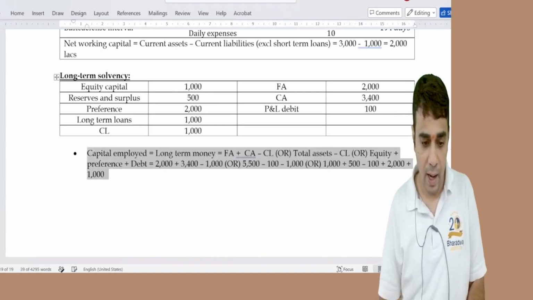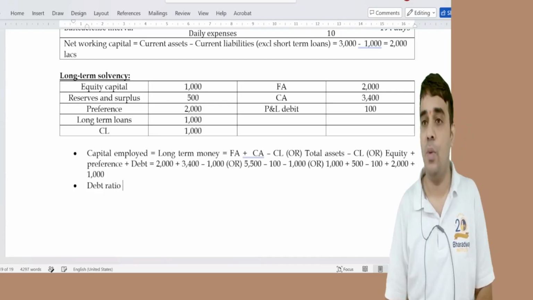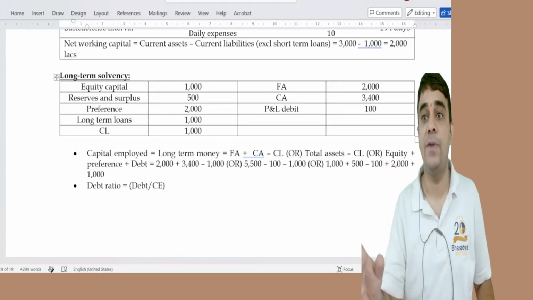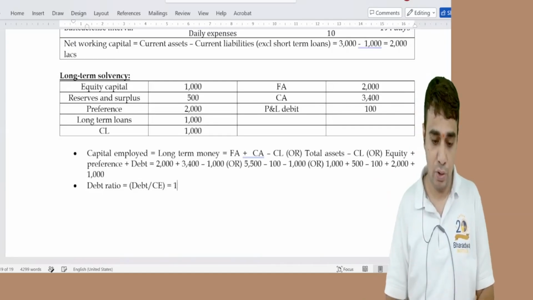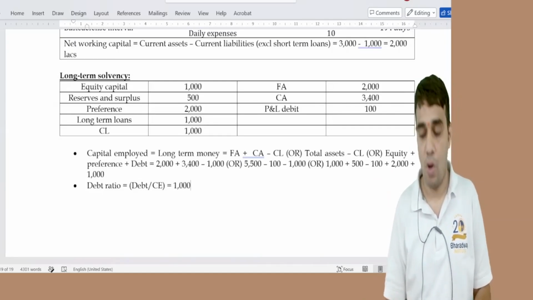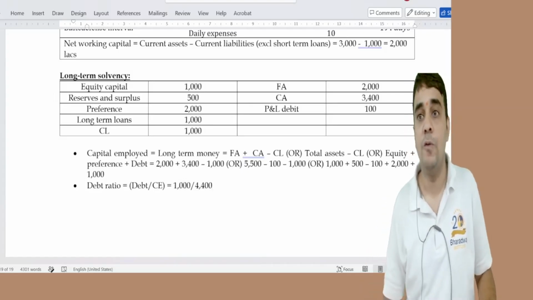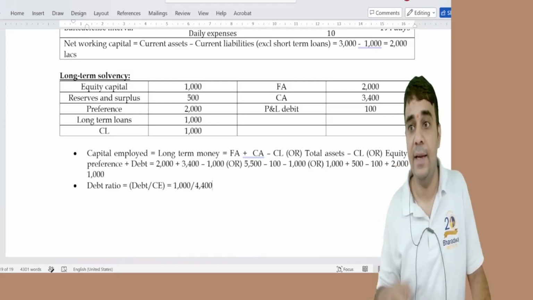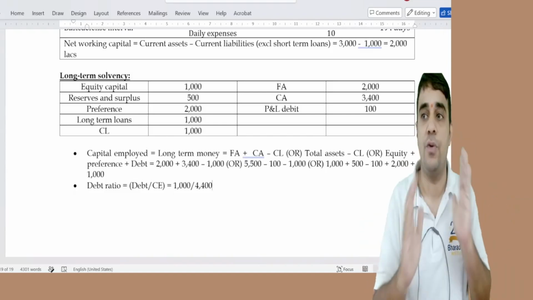Now, after this is calculated, we calculate the debt ratio. What is the debt ratio? Debt divided by capital employed. What is the debt as part of the capital employed? We have calculated capital employed. What is debt? 1000 on 4400. Debt ratio means debt divided by capital employed: in that capital employed, what is the proportion of the debt?